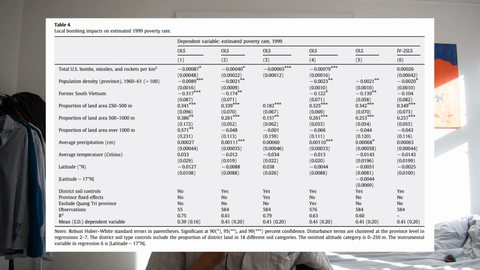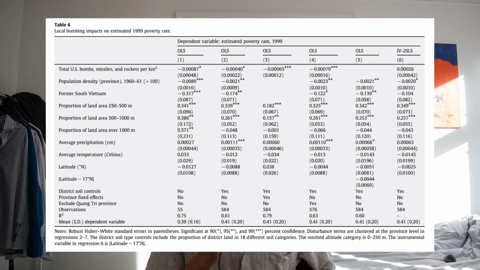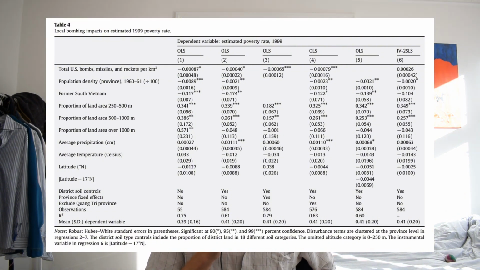So now that we know our estimation strategy works, let's look at the impact of bombing on macro outcomes down the line. The first one is table 4, I'll just shove it up, and it analyzes the local bombing impacts on the estimated 1999 poverty rate, so approximately 25 years down the line. It tries to see if there's an impact of the bombing on the amount of poverty experienced in the bombed areas of Vietnam.